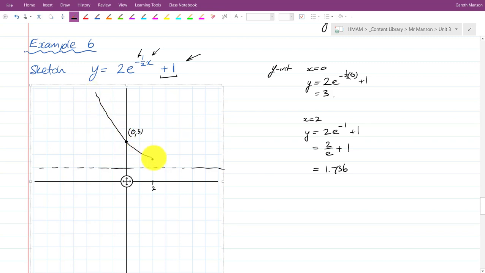And there's my function. Obviously it goes off in both directions, so I should have an arrow there. And this is something I haven't done yet this lesson, but I should also have y and x on my axes. So that's how we sketch an exponential function. And a really good way to do it is to set up your x and y intercepts and make sure you know where your asymptote is, and you're in a really good place.